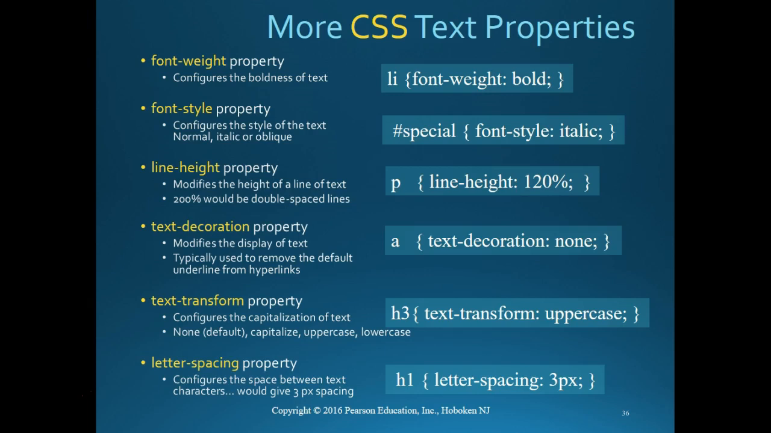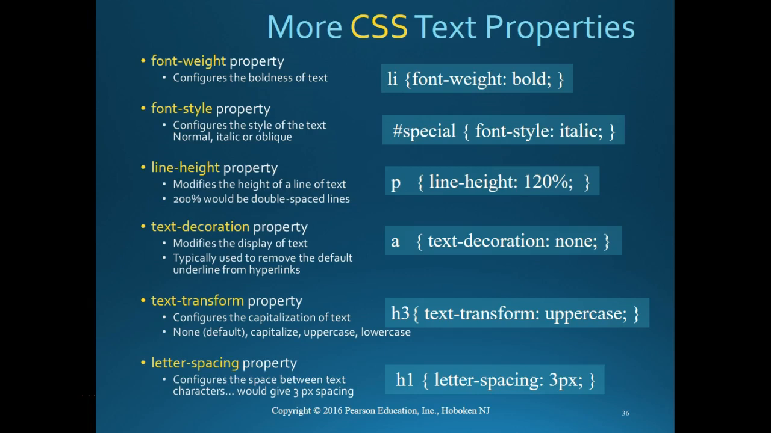Font styles. Normal is the default, but if you want italic or oblique, this is where you tell it. So instead of using I for italics or EM for emphasis, we could do it in here. Line height, like I said, 200% is double-spaced lines. Text decoration removes the default underlining from hyperlinks in that blue factor. Text transform configures the capitalization of text. So by default, nothing happens, but if you wanted it to be capitalized, uppercase, or lowercase, you could just do it here. Rather than going back and typing it differently in the code, you could say all H3s should now be uppercase, even if I didn't type them in that way in my code page.